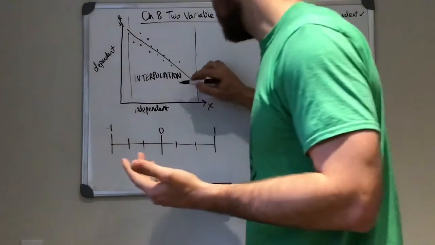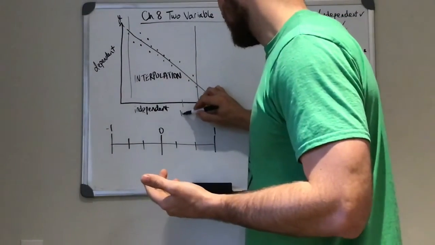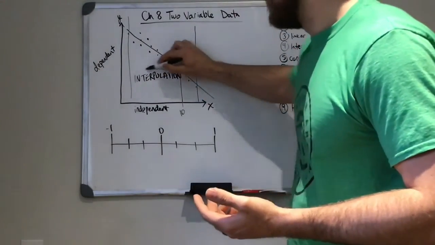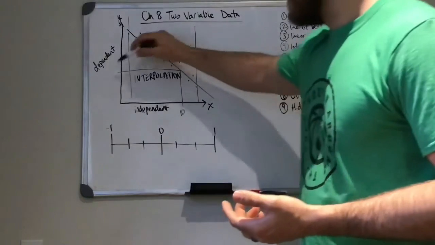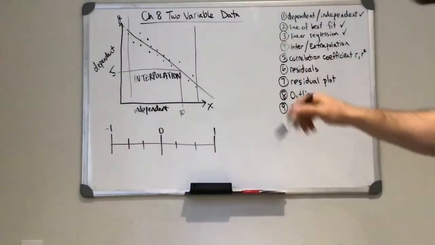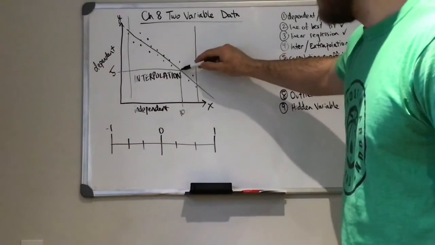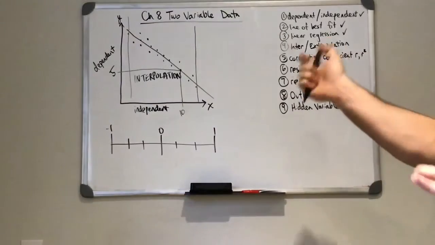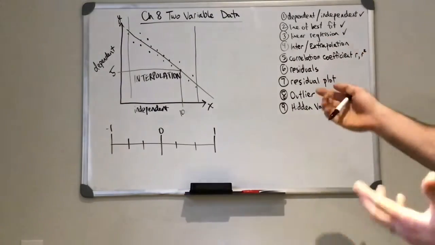So if for some reason, let's say this here is 10. When our independent variable was 10, we wanted to know what y was. We could say that this is 5. These are kind of arbitrary numbers, but we would use our line of best fit to make a guess for our set of data. Okay, so that was an interpolation.